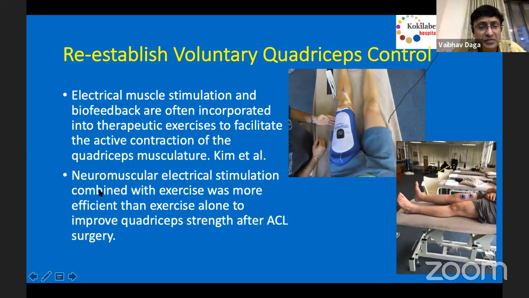Neuromuscular electrical stimulation combined with exercise was more efficient than exercise alone to improve quadriceps strength after ACL surgery. So it is more of a biofeedback kind of rehabilitation, where you basically do the contraction of the muscle with the stimulation you receive from the EMS, and it will help. That has been found to be much more effective than exercise alone.